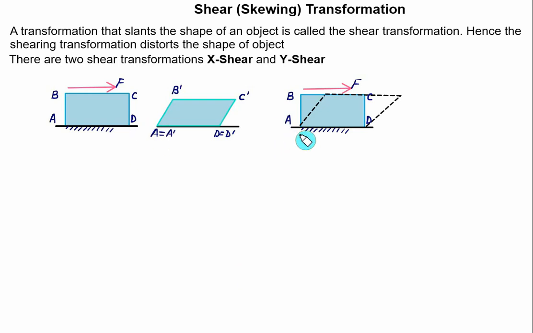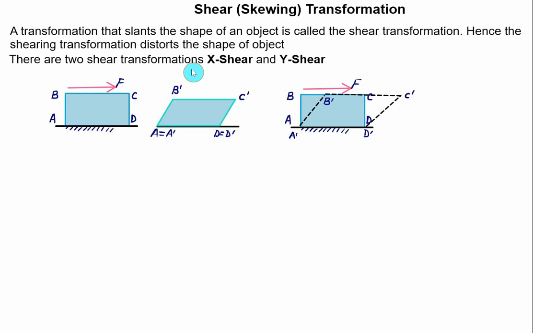Point A and point A prime are one and the same. B will displace along the x direction and become B prime. C will displace along the x direction and become C prime. Position of D will not change, it will be the same as D prime. So the transformation that slants the shape of an object is called shear transformation. Hence the shearing transformation distorts the shape of the object.